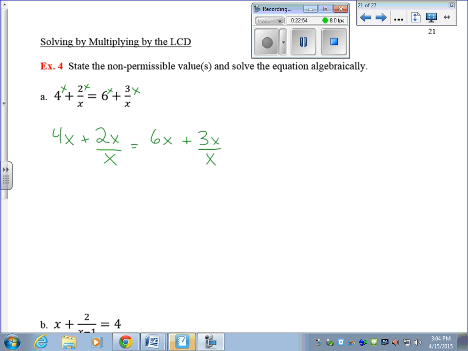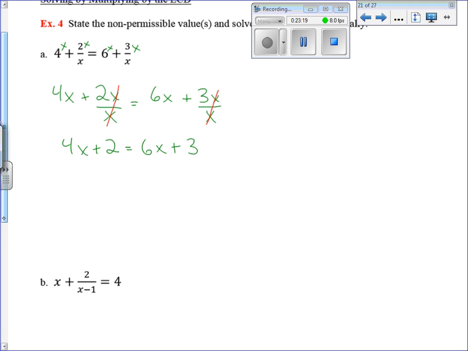If I multiply every single expression by the same thing, I haven't changed my equation at all. But now I have a place where I can cancel these x's out. The equation I have left to solve is 4x plus 2 equals 6x plus 3. And now I'm back to being able to just get all my x's on one side and get all my constants on the other side.